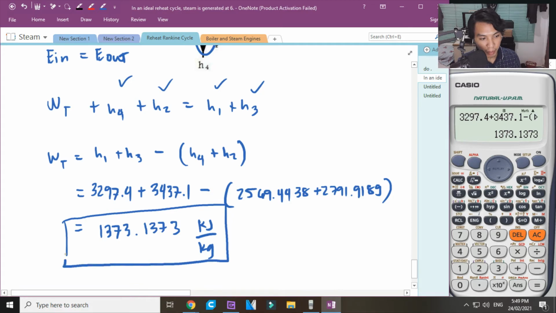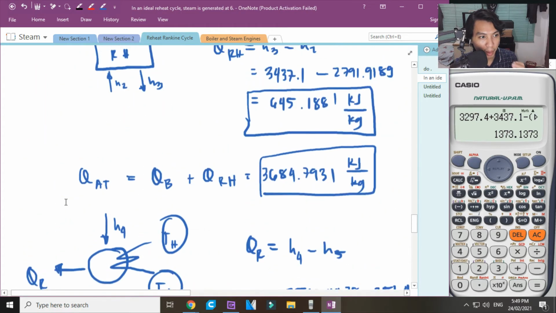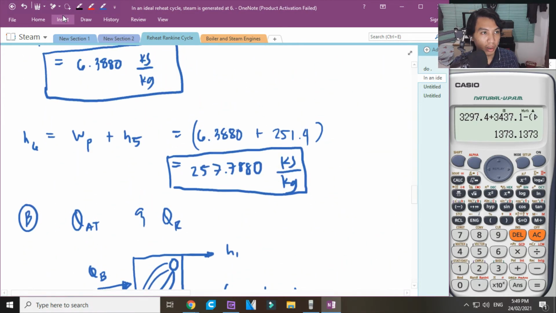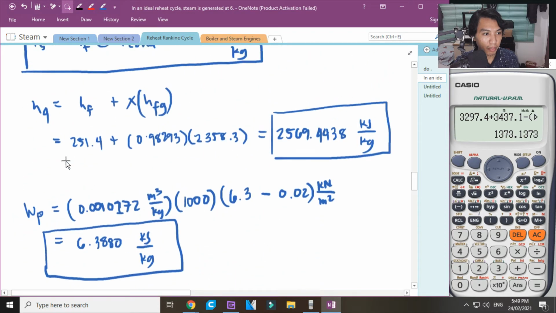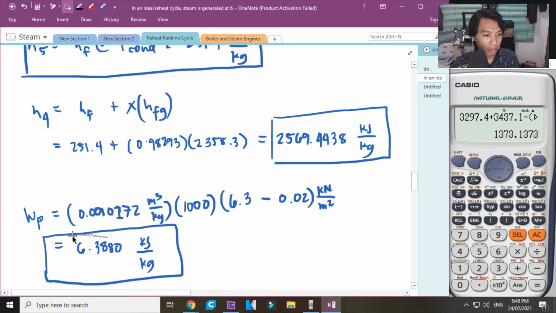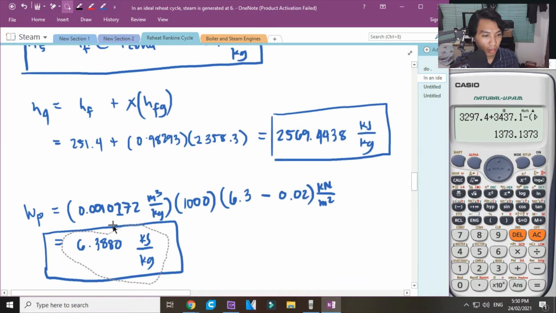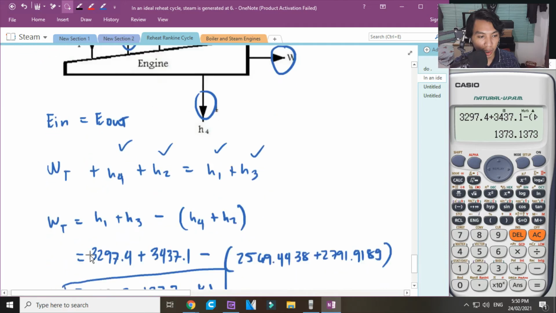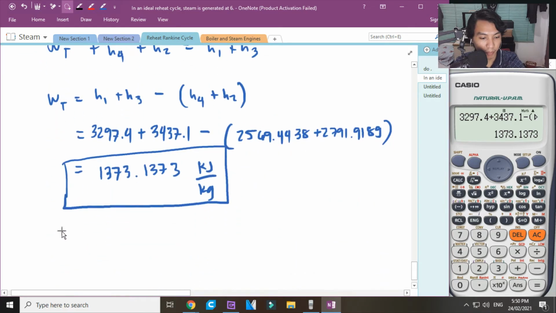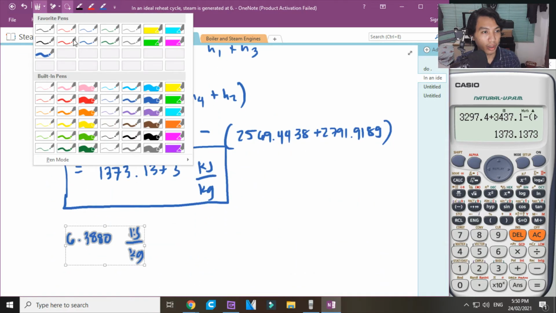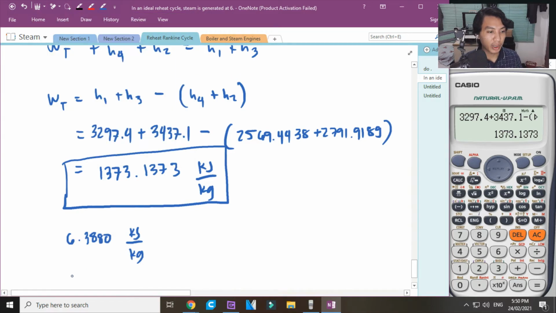Yung work ng pump, kuhanin ko na lang ulit. Copy ko na lang tong work ng pump na nakuha ko. Ayun. Huwag natin siyang pahirapan. Lagay natin dito sa baba. Yan. And then, sulatan natin ang work ng pump.